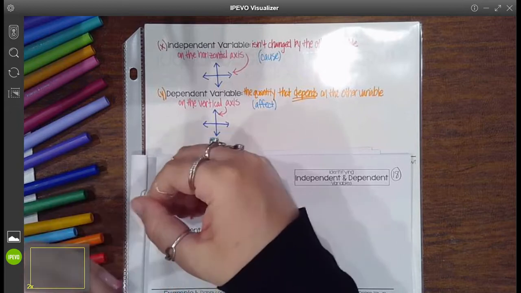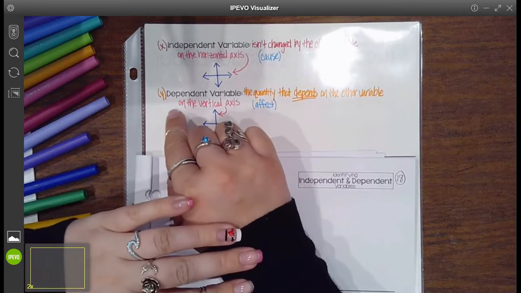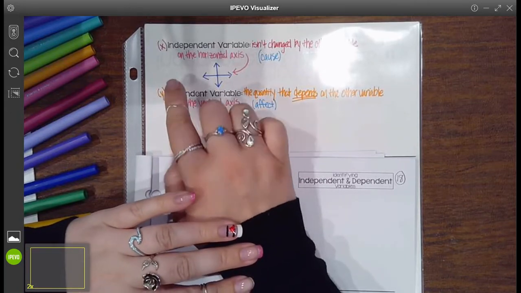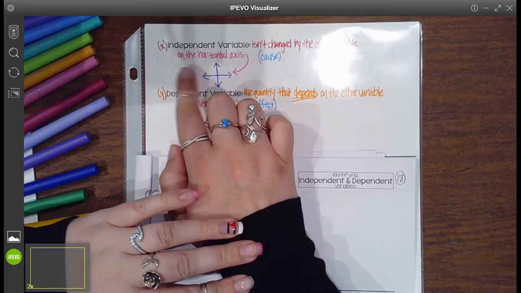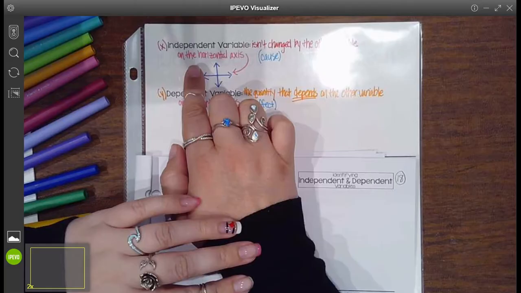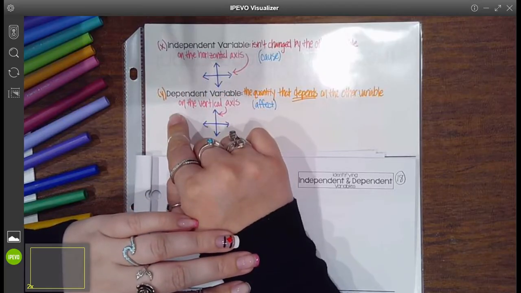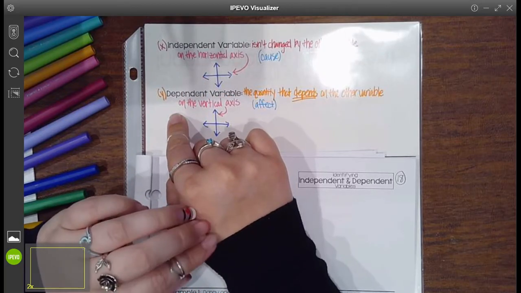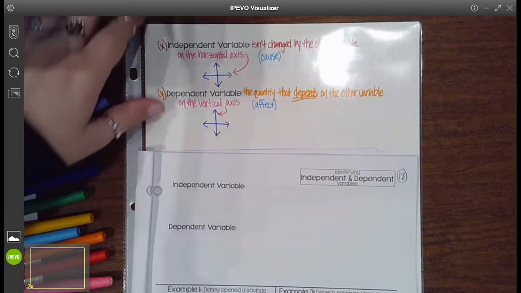So hopefully all that together helps you remember that y is the dependent one and x is the independent one. Okay, so you do something to x, you can do whatever you want, but whatever you do affects your answer of y. Okay, now let's go ahead and actually try some of these.